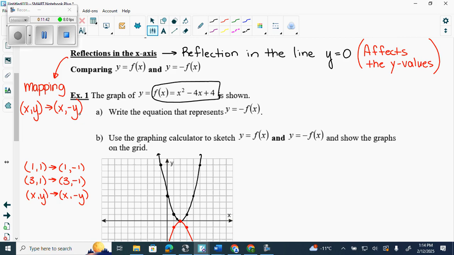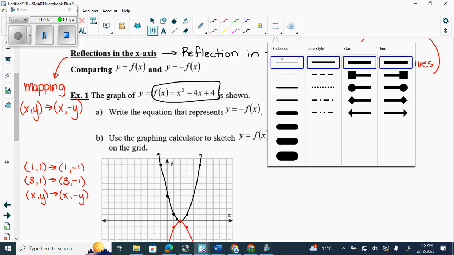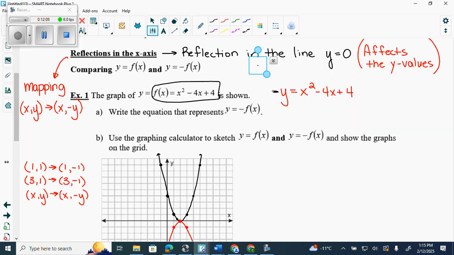So in our equation, we're actually going to negate the y's. So let's look at this one here. We have y equals x squared minus 4x plus 4. True? I just said we negated the y's to make it reflect in the x-axis, right? So let's do that. I changed my color. I'm going to negate the y. Is that true? But what do we always want the equation in? y equals. So how do we get that negative y now to become a positive y?